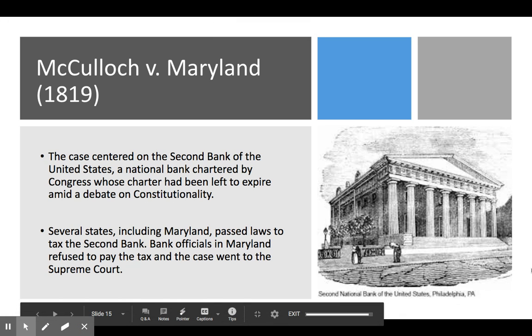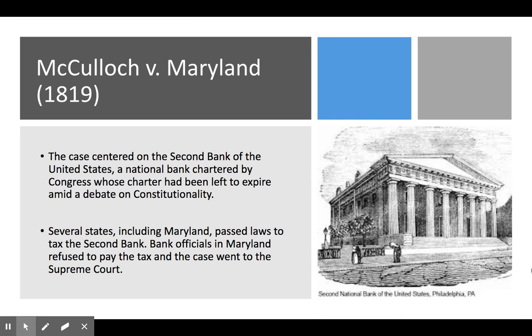In this lesson, we are going to talk about a couple of Supreme Court cases that address the balance of power between national and state government. So the first of those is McCulloch v. Maryland, and this is a case from 1819, and this is one of your required cases for the AP exam. So you definitely want to know this one.